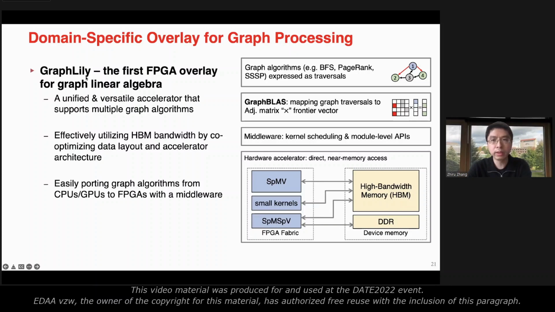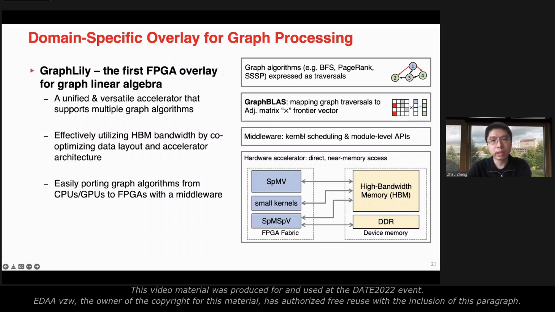It's called GraphLily. I'm quickly showing you the overall system stack. Again, we are leveraging the HBM equipped FPGAs. With GraphLily, we are using this linear algebra formulation again. We have this set of sparse accelerators, SpMV and SpMSpV, which I'm going to quickly mention, and also some of the element-wise kernels. We can support multiple different kinds of algorithms, BFS, PageRank, SSSP, shortest path, and we also provide the middleware.